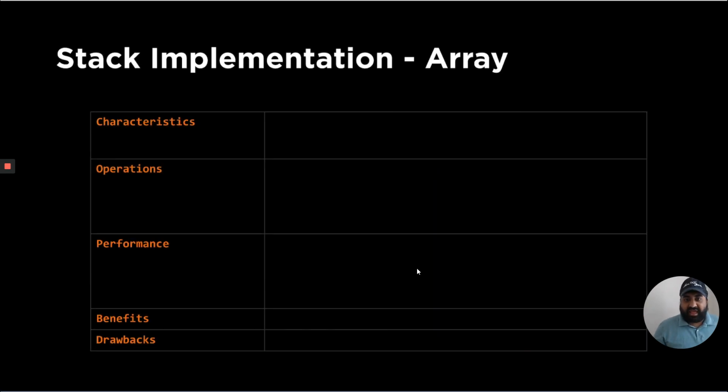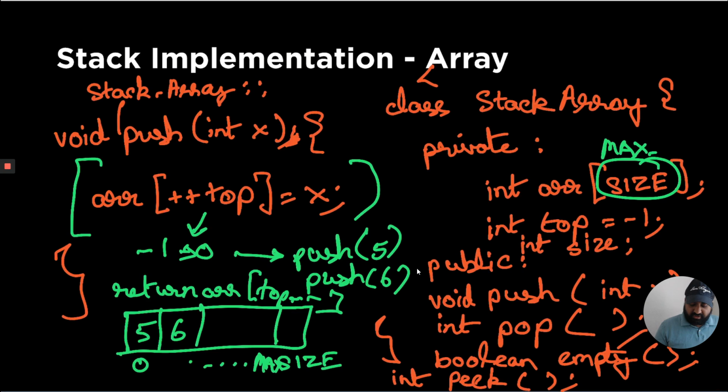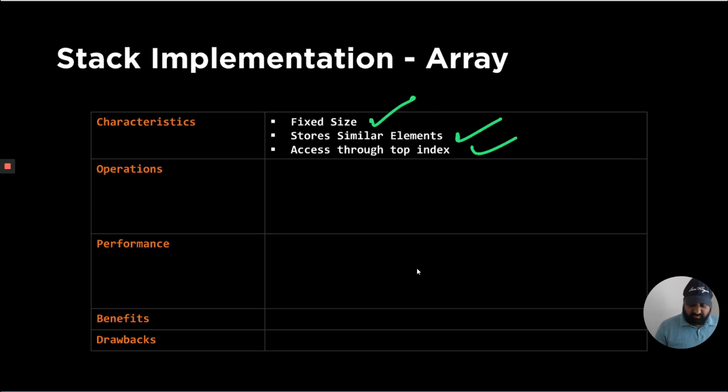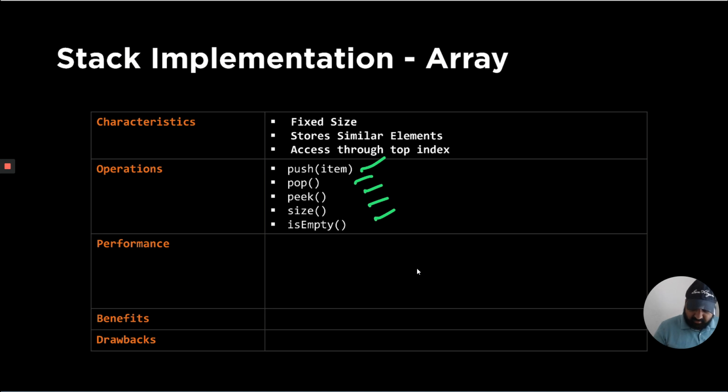So let's discuss the characteristics of this implementation. This implementation has a fixed size, as we saw. It stores similar elements, and we can access these elements through the top index. When we talk about the operations, it supported the push, pop, peek, size, and isEmpty operations. I didn't define the size one, but if you want, it's pretty straightforward. It's not too difficult, so I'm going to skip that. Now let's talk about the performance.